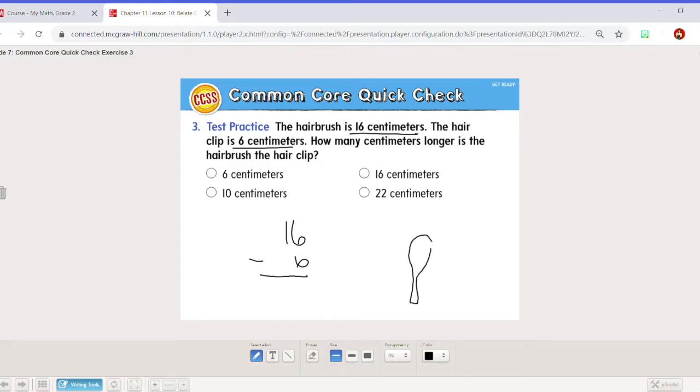So again, if I draw a hairbrush, and then maybe a hair clip, and I'm going to say 6, and this one is 16. We're trying to find the space right here, the space that's different. And it looks like it's 10. And only one of them says 10.